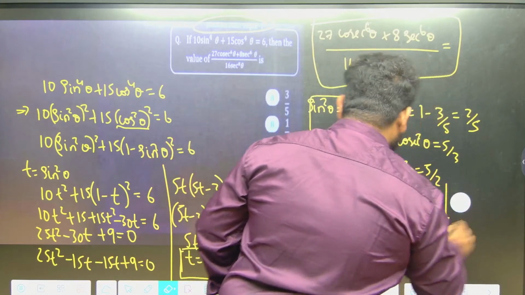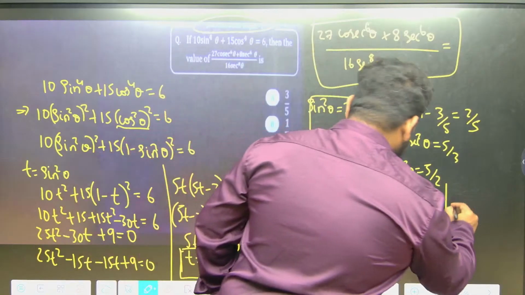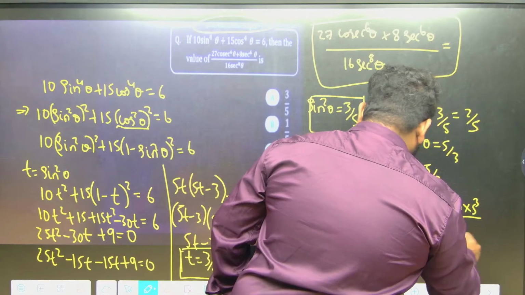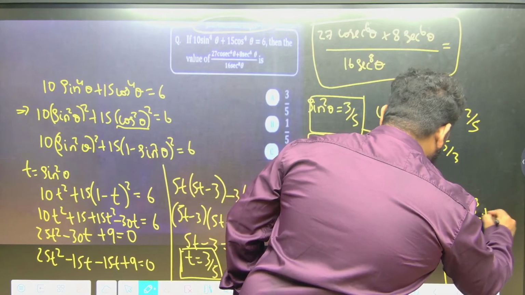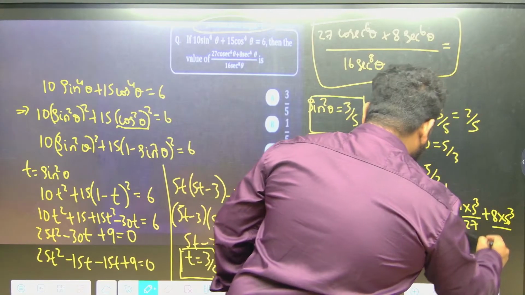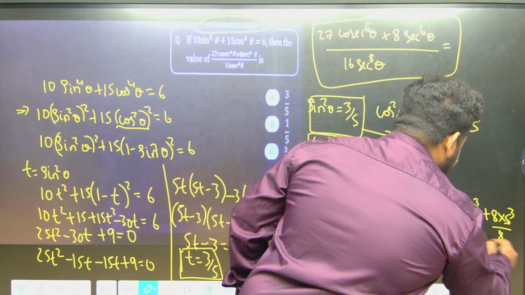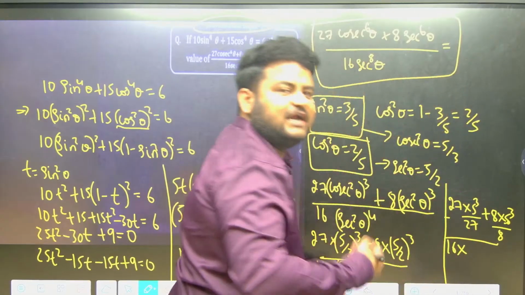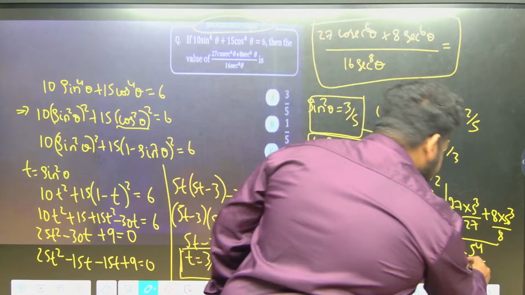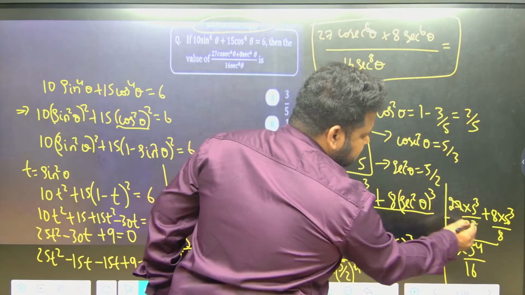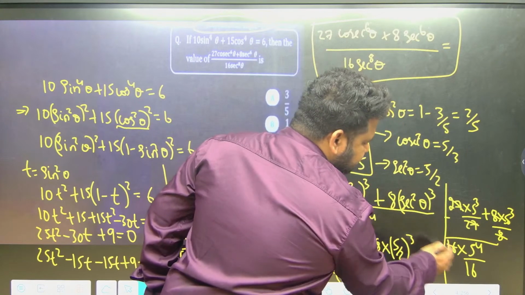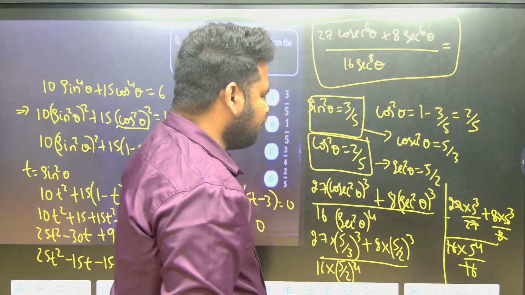See here, instead of taking 5 cube, what can I write? 27 into 5 cube by 3 cube is 27 plus 8 into 5 cube, right? 5 cube as it is because it will get cancelled, divided by 2 cube is 8, divided by 16 into 5 power 4, right? 2 power 4 is 16. Now what will happen? This 8 and this 8, 27 and 27 will cancel, 16 and 16 will cancel. Okay, now I am left with what?